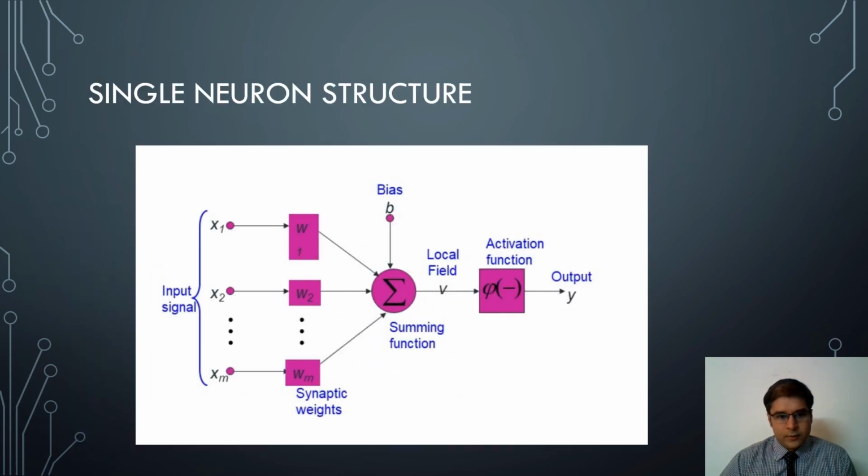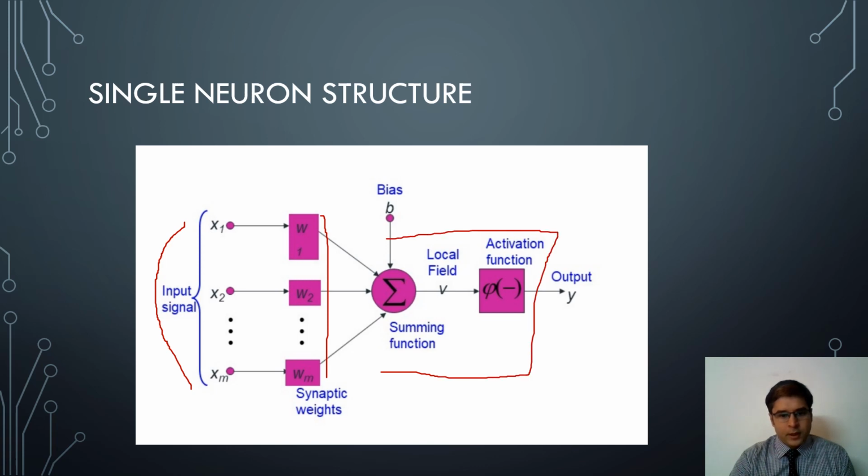A single neuron structure is shown in this slide. It contains a set of inputs, from x1 to xm, along with weights from w1 to wm. These are passed to the computational neuron here, which does the summation and activation function on the input and provides the output y. I will discuss what summation and activation functions are, and what this bias is here.